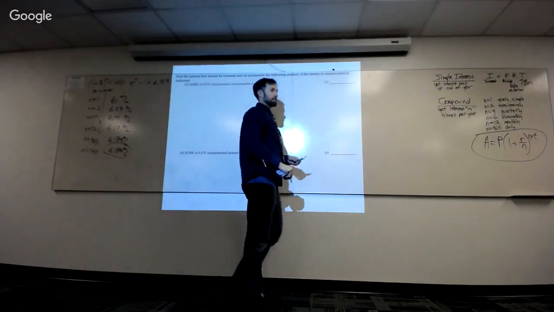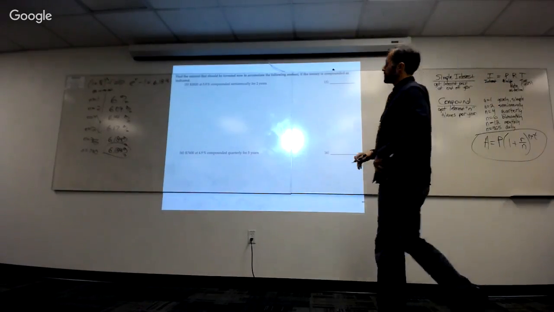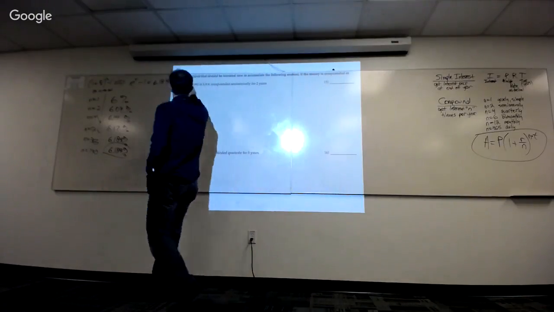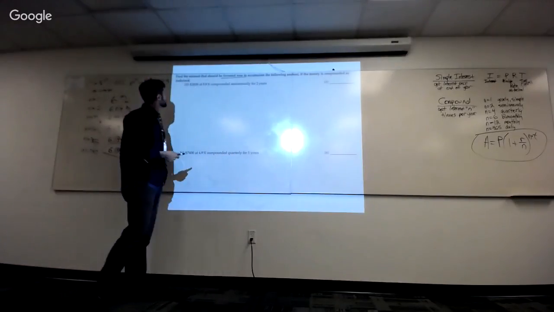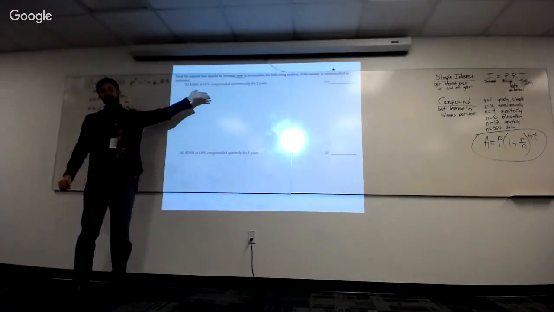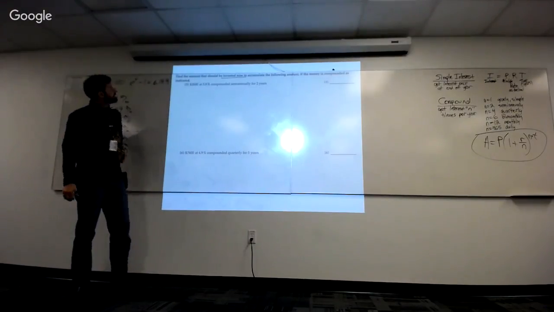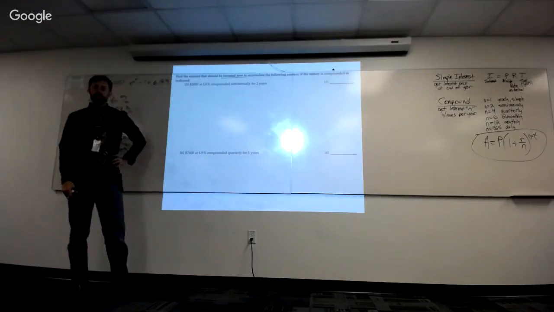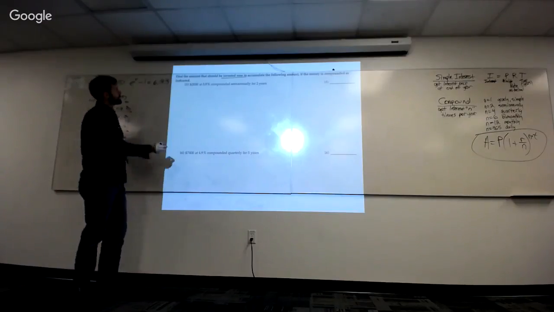All right. So we saw a problem where we wanted to solve for the interest rate. This problem, what are they wanting us to solve for? Find the amount that should be invested now to accumulate to this amount if the money is invested as it's said. So what are we trying to find? We're trying to find the principal.